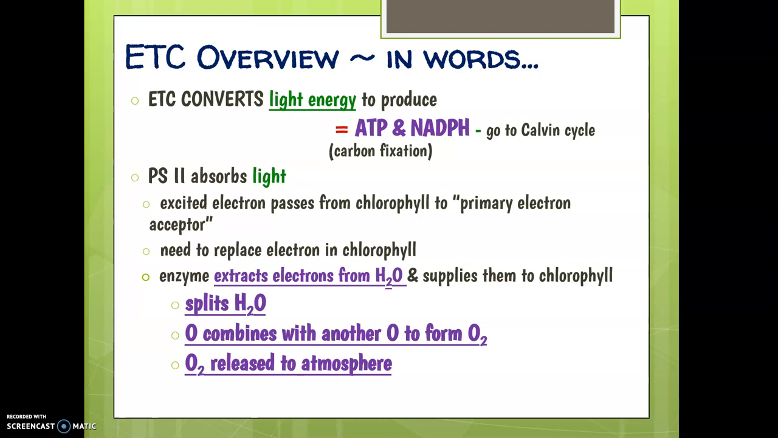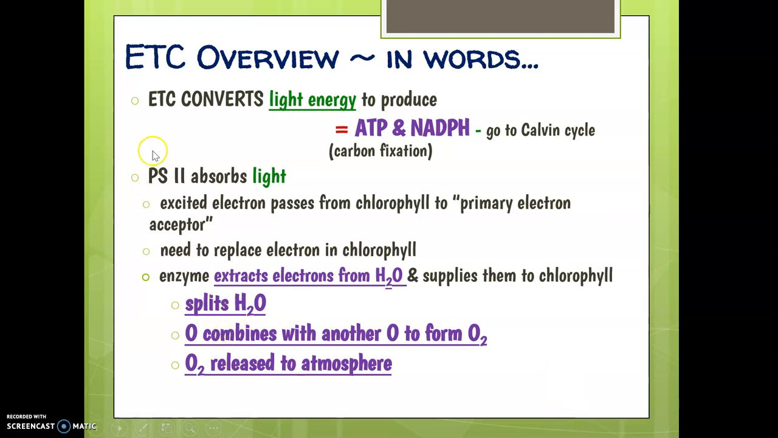Now, photosystem 2 absorbs that light. So what happens is you have excited electrons passing from the chlorophyll to the primary electron acceptor. So you need to replace the electron in the chlorophyll. So you get something to help you do that, enzymes. So they extract the electrons from the water that's taken in and supplies those electrons to chlorophyll. So that way chlorophyll doesn't continue to lose electrons.